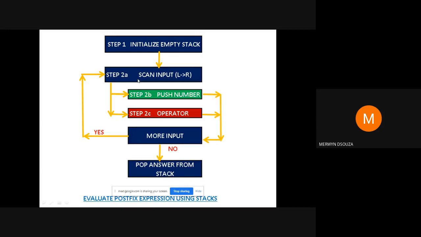Okay. Whatever scanned input, suppose it's a number. Then in step 2b, you push it onto the stack. Suppose it's an operator, then you would come here, perform the operation, push the answer on the stack. Then you go and check if there's more input. If there is more input, then you go back to step 2a to scan the input. If there is no more input, then you would pop the answer from the stack and print it.